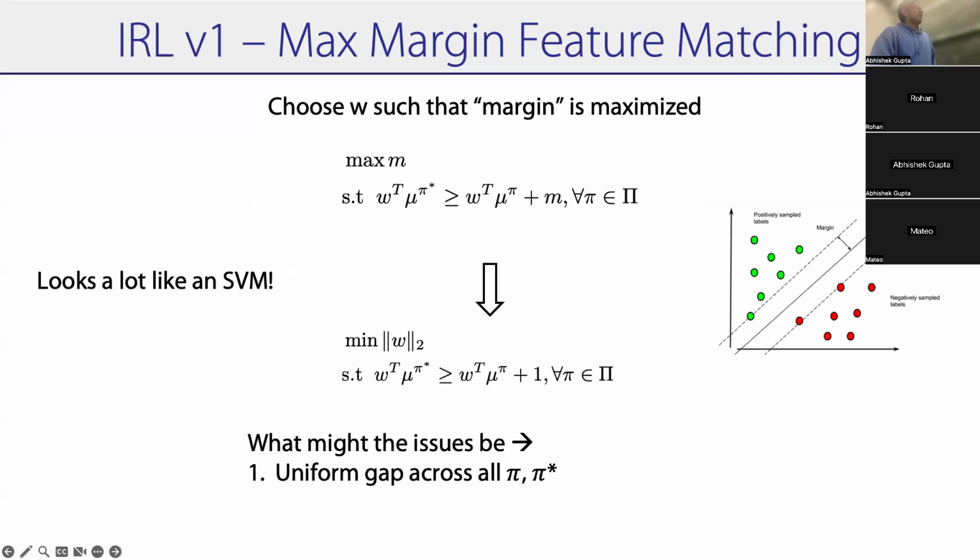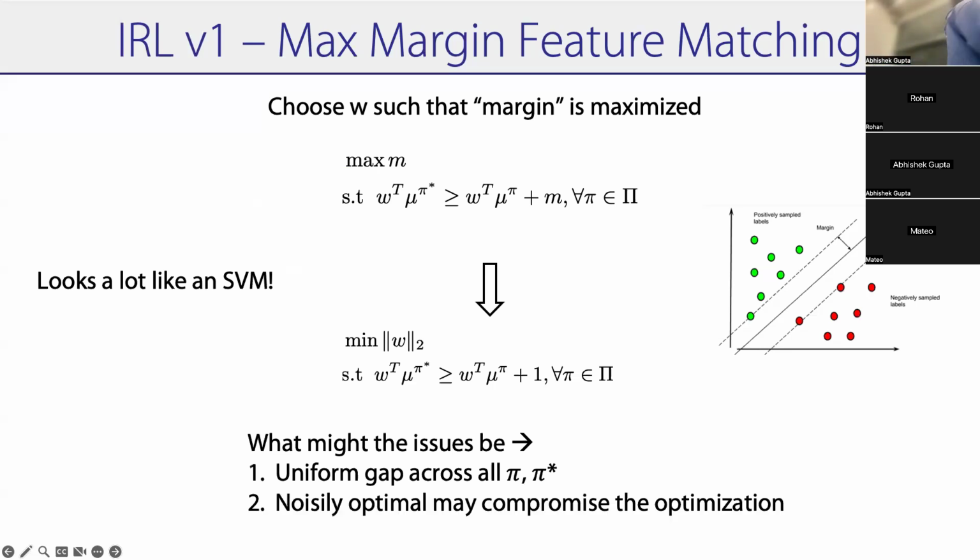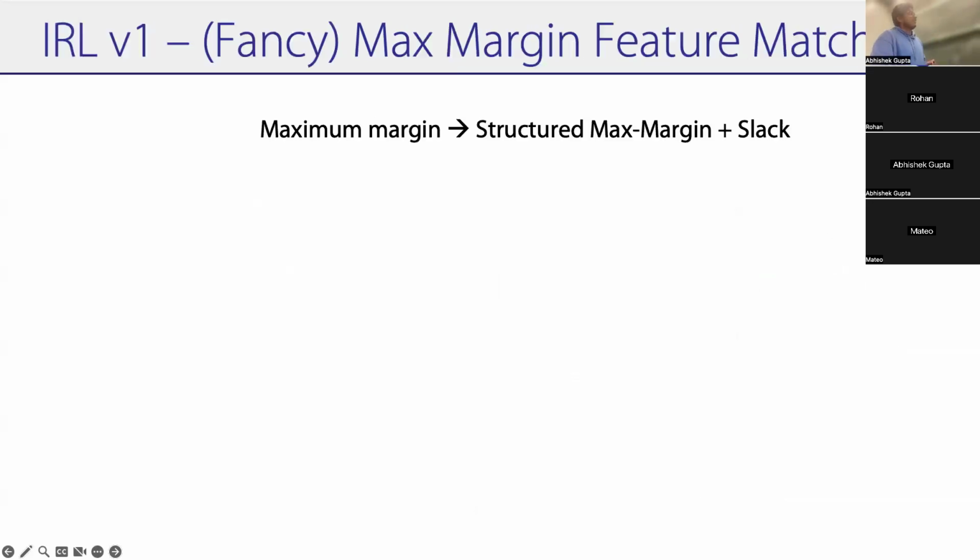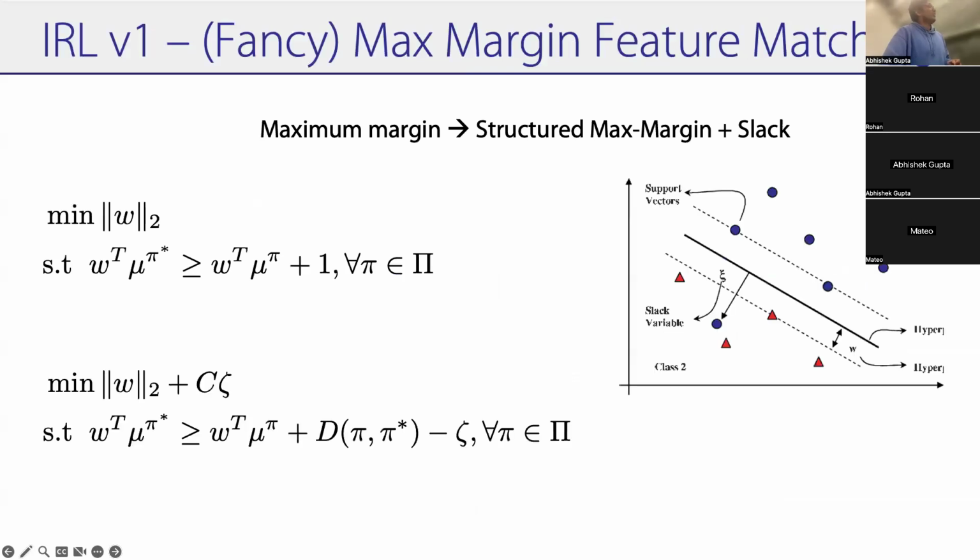Now the issue here is that it's equally weighting all pi's the same, right? So it's saying that this thing is greater than this thing for all pi's, and all pi's are treated the same, and so you're treating the margin the same across all the different policies, right? But some policies might be closer than others. And so what you can do is construct fancy max margin, where you're going to have two changes.